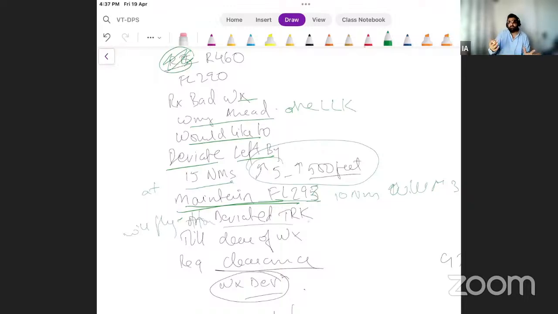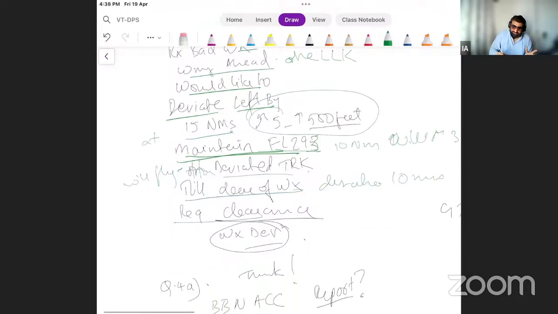Because you're taking requests from ATC, you can mention duration 10 minutes, or you did say till clear of weather, that was fine. In the end, you will say request weather deviation. You won't say request clearance, you'll say request weather deviation.